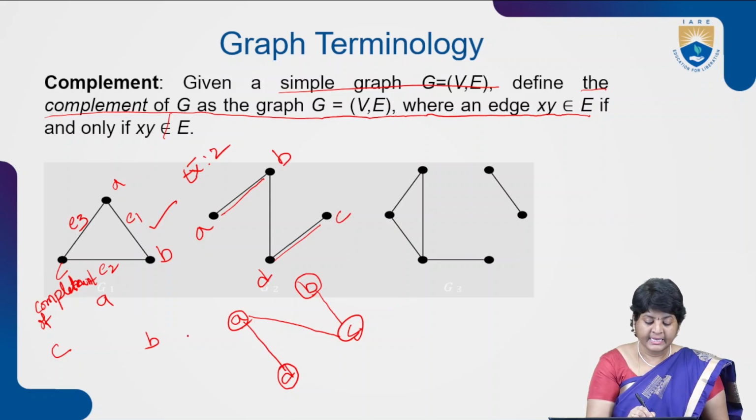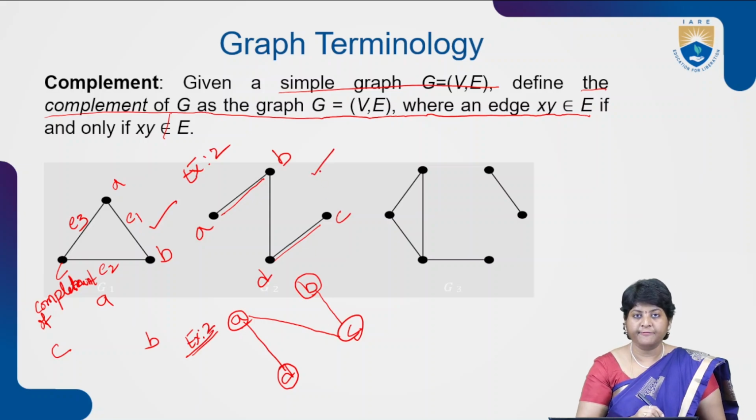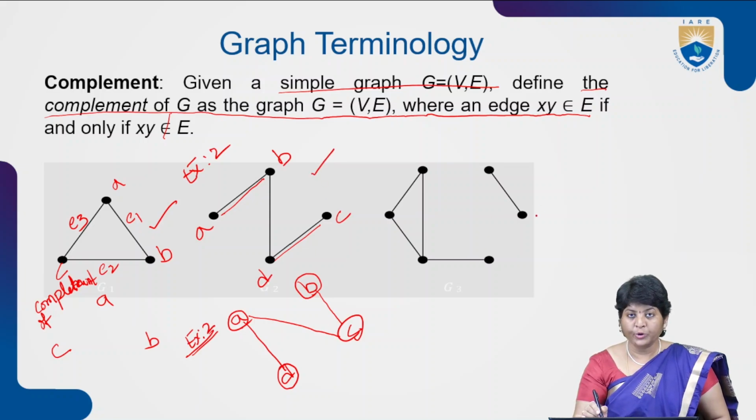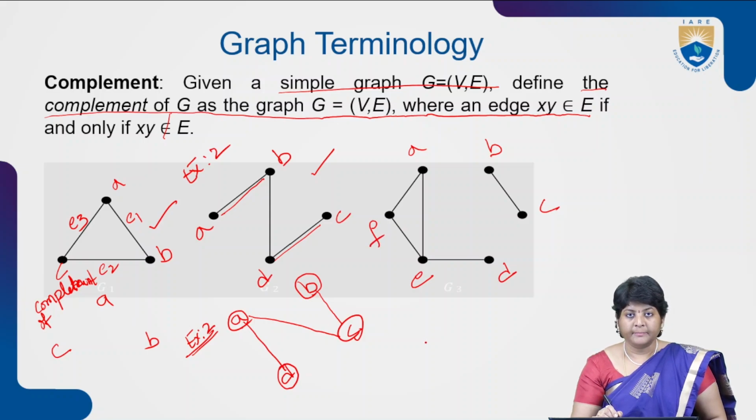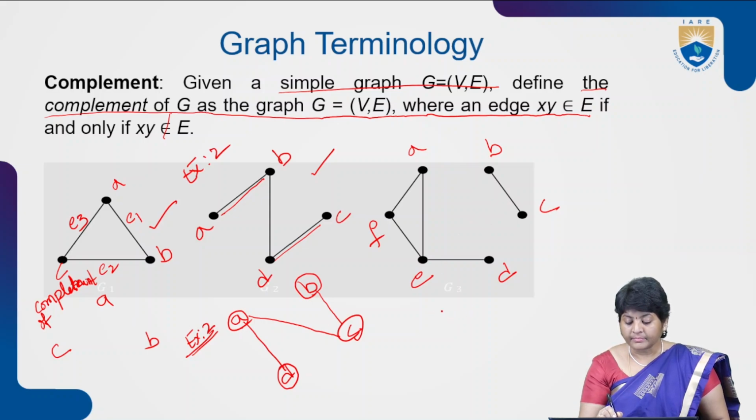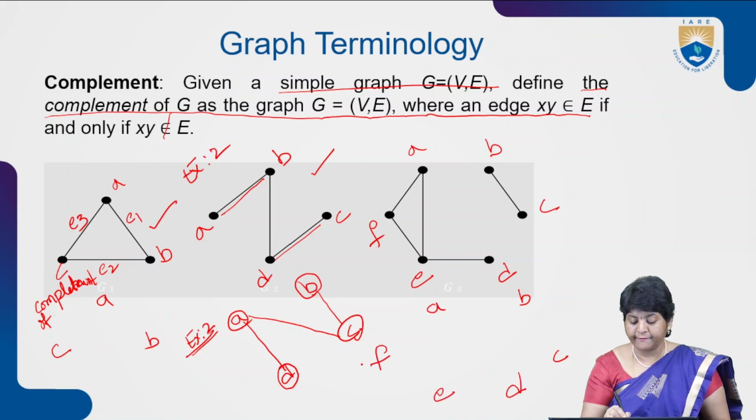So this is example 2. Complement of the given graph. So if you move on to this graph, A, B, C, D, E, F. 6 vertices are there. And edge connections are also established for few vertices. Now we will draw the complement of the graph. Now A, B, C, D, E, F.